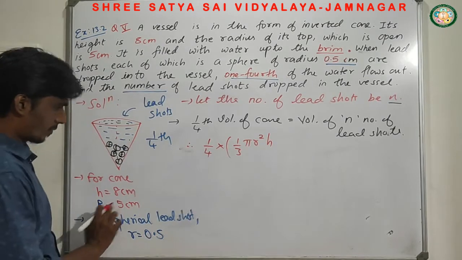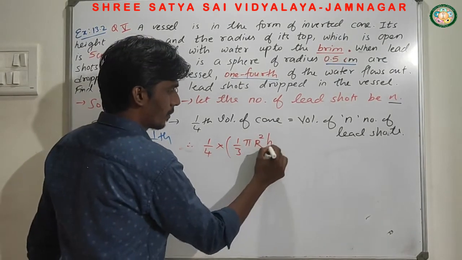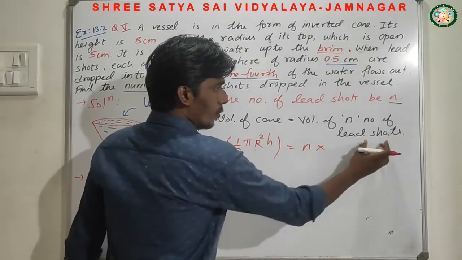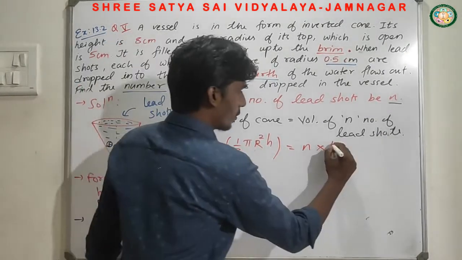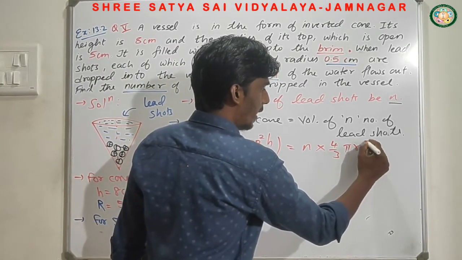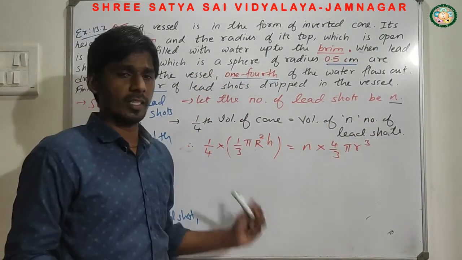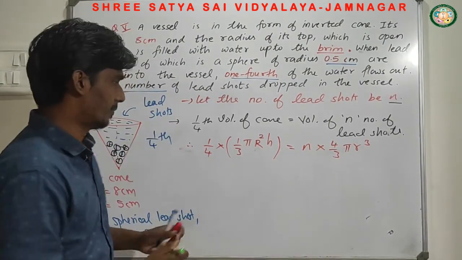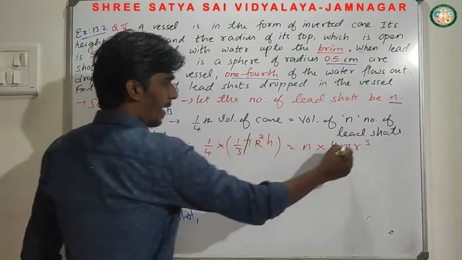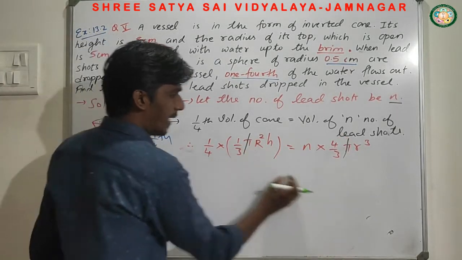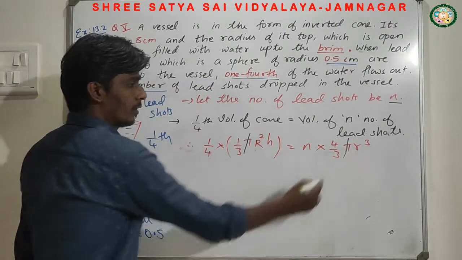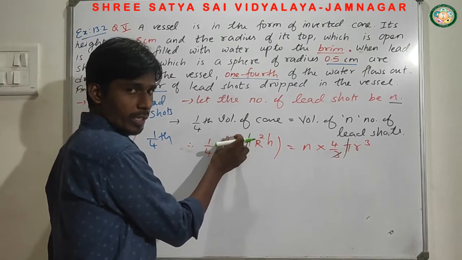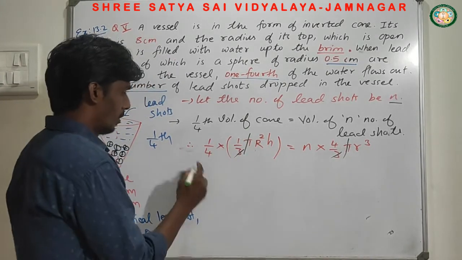Now here the r is capital R, so I have to use capital R. Volume of n numbers: n into the volume of a spherical ball, which is 4/3 pi r cube. By using this I am going to find the value of n, and that n will be the final answer. Here pi and pi get cancelled, and 3 and 3 get cancelled, because if I take this 3 to the numerator, it cancels.